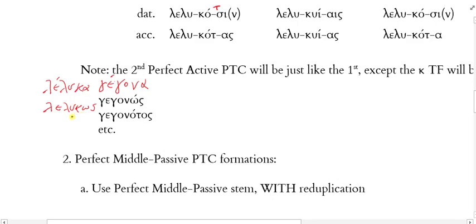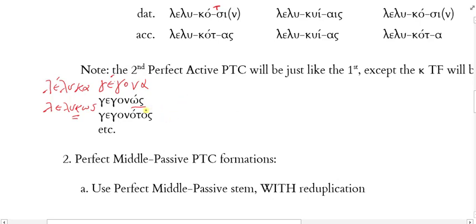So with the first perfect, we see the kappa, but not the alpha, right? With gegona, then, it would have been gegonka. The kappa is missing, and so the participle is going to be gegonos. So we're using reduplication. We're using the stem, but the alpha is gone here as it is here. Kappa, alpha, alpha, cos, os. So we're just going to see os instead of cos for our form.